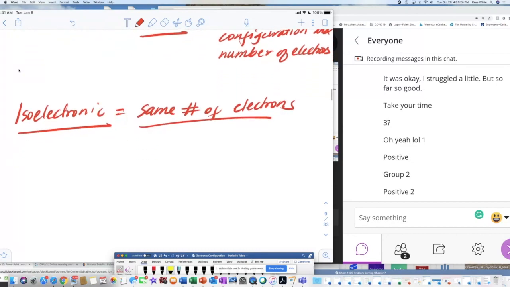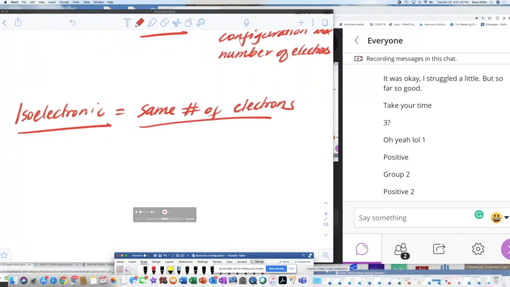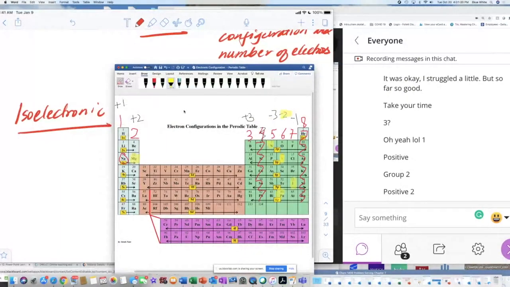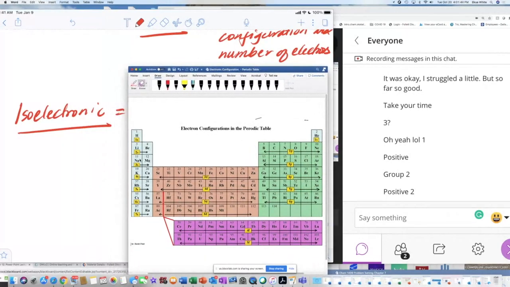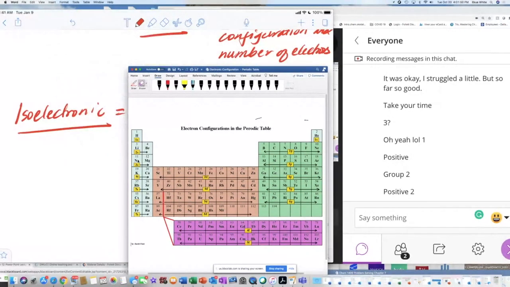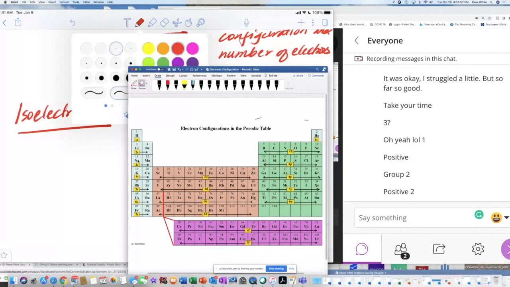Okay, so I am going to copy this, let me use this so you guys can see what I'm looking at. I'm going to erase this now. I'm using my periodic table, but I'm using it for different reasons. So how about this? I am looking at sodium. And here's my charge.